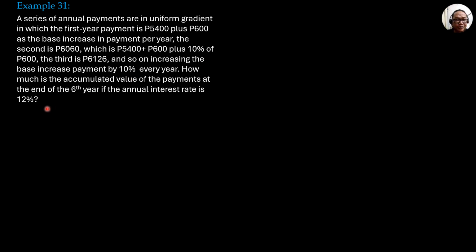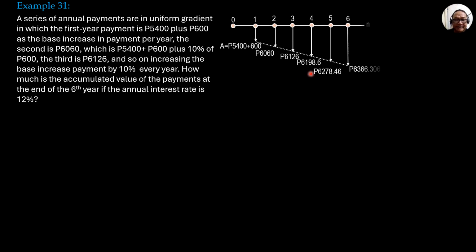And the second solution is using the summation notation. The third one is using the formula. So I'll consider first the cash flow diagram and I'll explain these values. So the first is 5,400 plus 600 times 1.1 to the 0, which is 6,000.